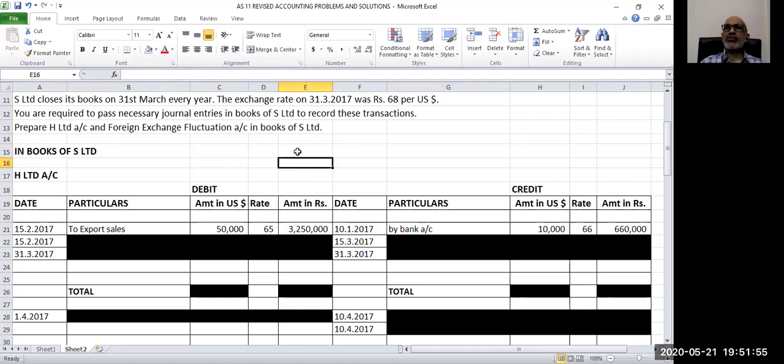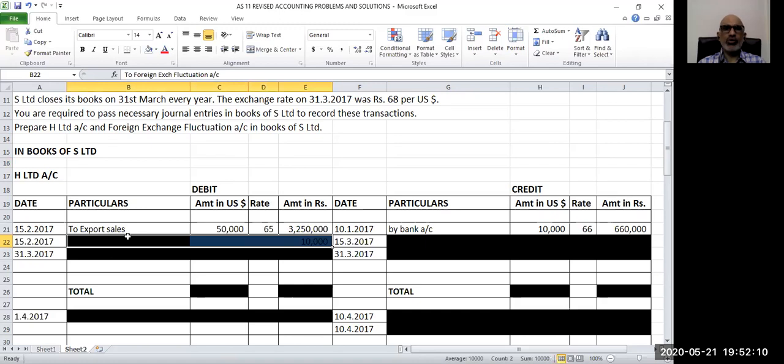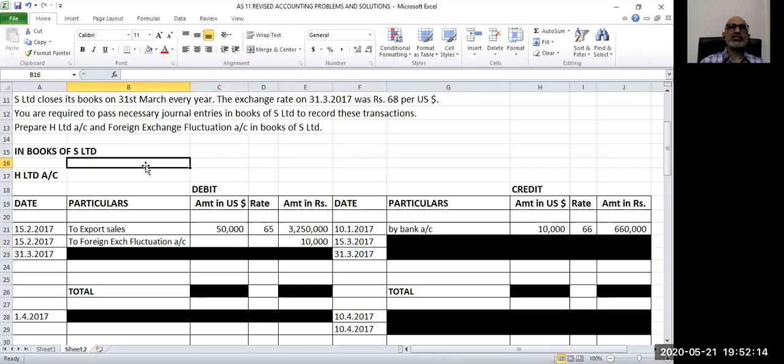We received the advance at 66, but on the date of sale, the dollar rate is 65. As a result, if you see this difference, there is a 1 rupee difference in dollar rate, which has resulted in a gain. And we are going to transfer that gain to foreign exchange fluctuation account. The amount of gain is 10,000 because $10,000 advance was received. Entry will be H limited account debit to foreign exchange fluctuation account 10,000.